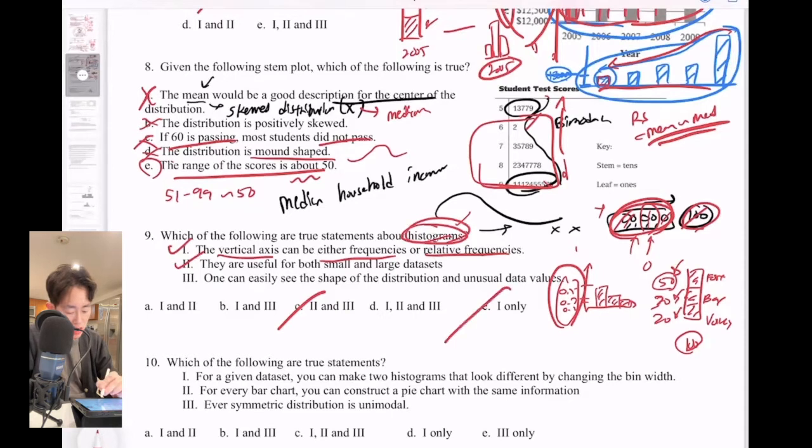So that's out and that's out. One can easily see the shape. Absolutely. So 9 should be D.